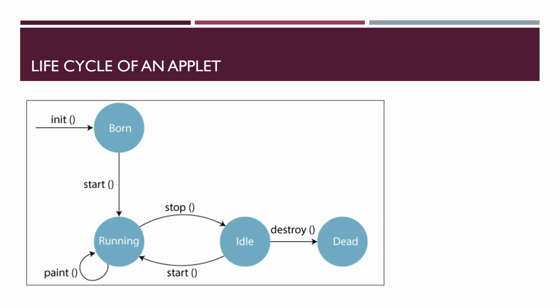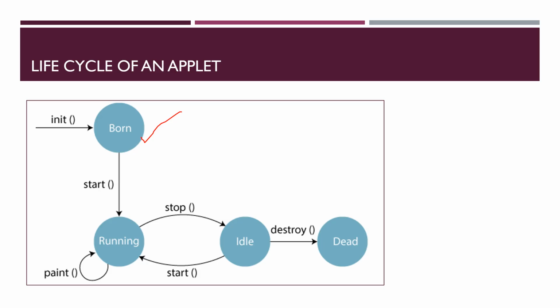Next, the topic is life cycle of an applet. This is how the applet life cycle is being depicted. Java applets follow a specific sequence of states from initialization to termination. Let's go step by step and understand each phase. The first state is the born state.